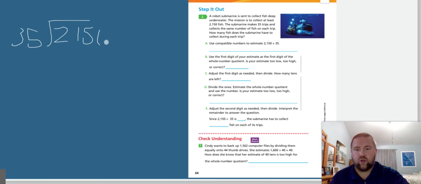Now, same trick I used before for trying to figure out our first number. I've got a 3 here, and then not the 2, because 3 can't go into 2, so 3 into 21. I'm going to try 7. So 35 times 7, I'll try that out. That gives me 35, 21, 24. So that's going to be too much. So you can try 35 times 6.